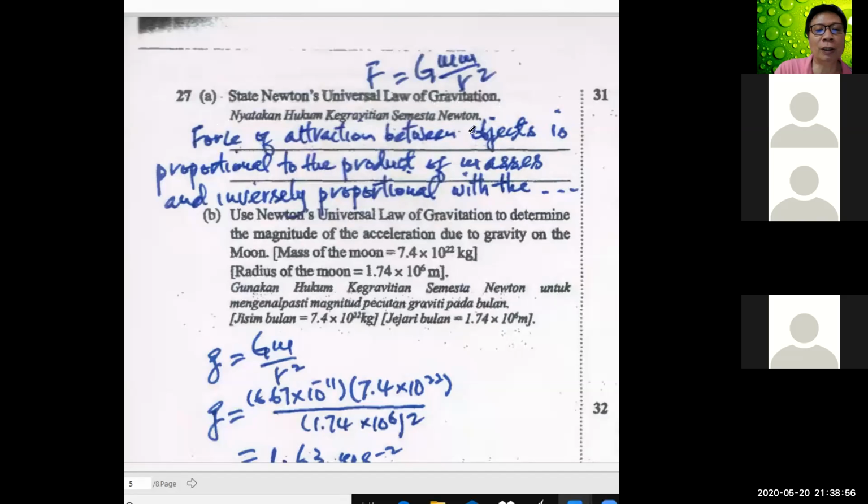Force of attraction between the objects is proportional to the product of masses. Product of masses means M1 times M2, right? So we say force of attraction between the objects is proportional to the product of the masses and inversely proportional to the square of R. But you don't say square of R, you say inversely proportional to the square of the distance between them. Square of the distance between the two objects. Or just say inversely proportional to the square of the distance between them. Okay, got it? Got a complete answer or not?